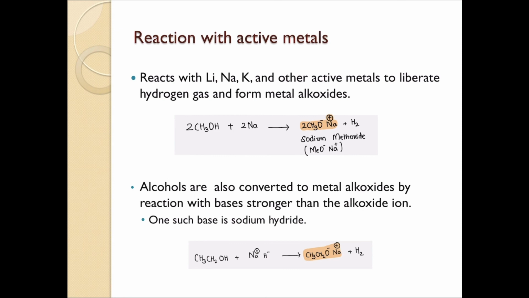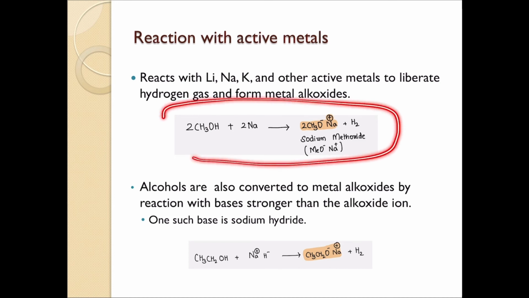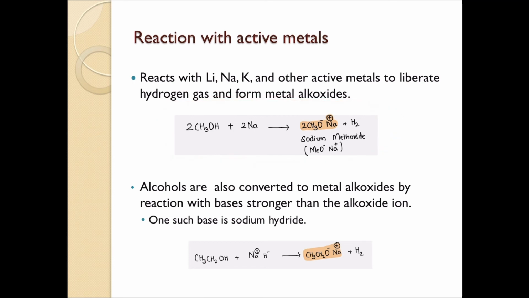Alcohols can also react with active metals such as lithium, sodium, and potassium to give metal alkoxide and hydrogen gas. Here is one such reaction where methanol is reacting with sodium to give sodium methoxide. And alcohols can also be converted into metal alkoxides by using a much stronger base than an alkoxide ion. One such strong base here is sodium hydride. Here is the formula for sodium hydride. And here again, you can see that metal alkoxide is formed. Here we have sodium ethoxide.